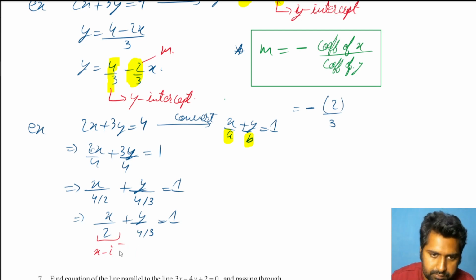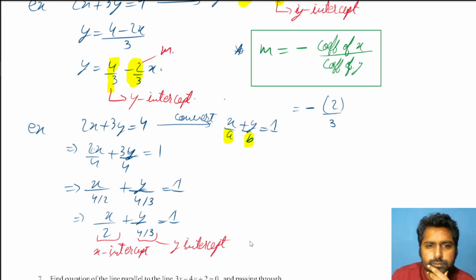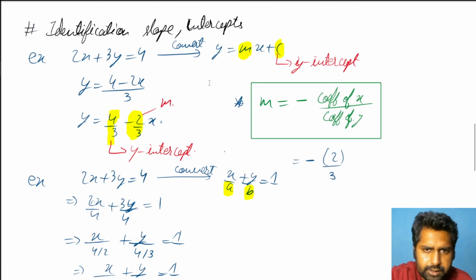Second, intercept, and where it cuts the y-axis, I know, y-intercept. Moreover, and majorly, you will be required to use this m a lot. So remember the shortcut: negative of coefficient of x upon coefficient of y. As simple as that.